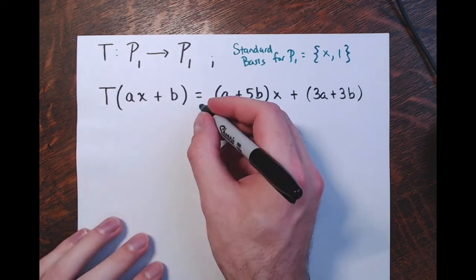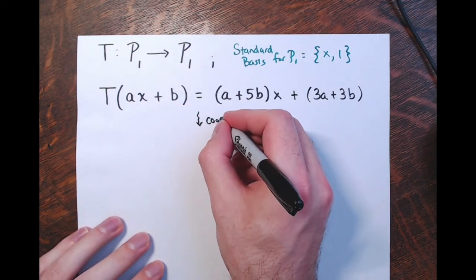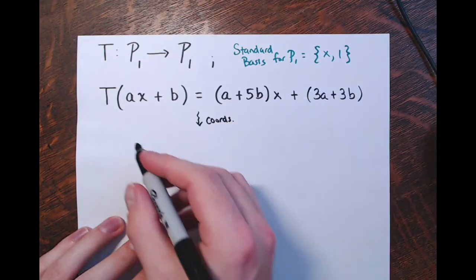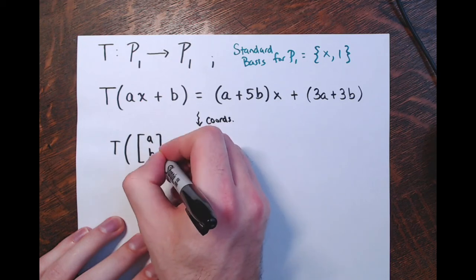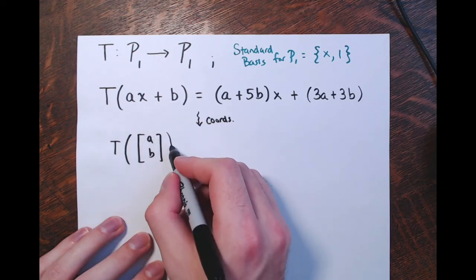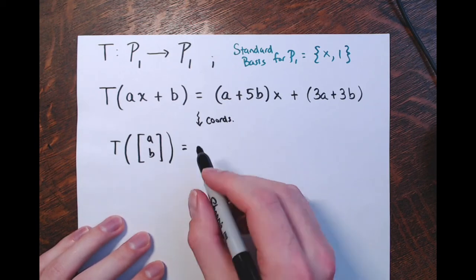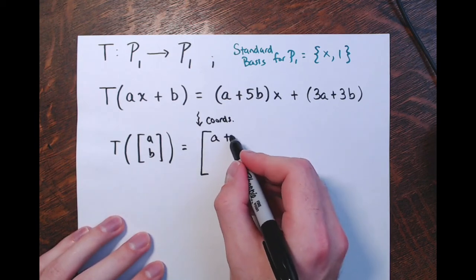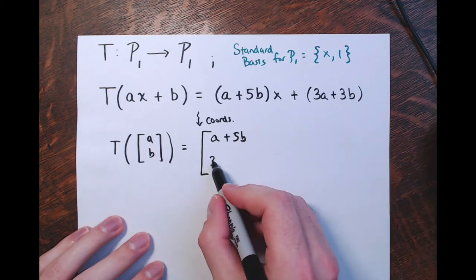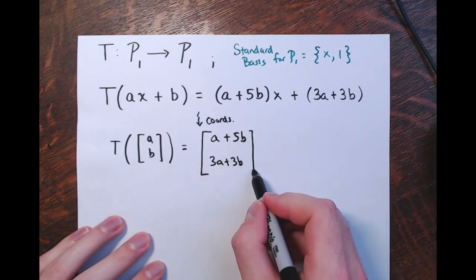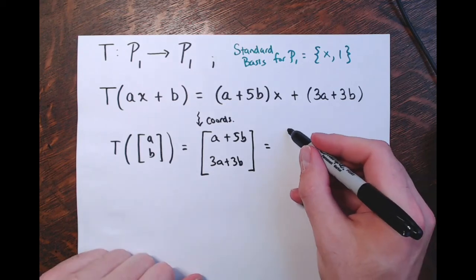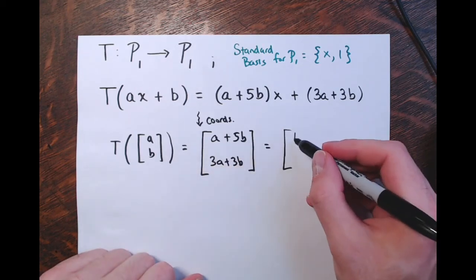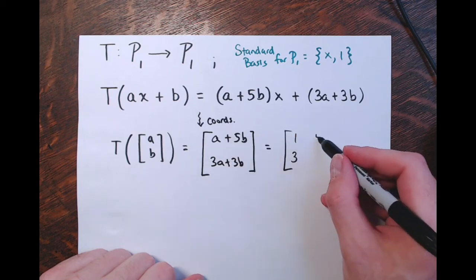Alright, so if I change everything to coordinates relative to this standard basis, this would be T of the vector (a, b). It's a times x plus b times 1 would be equal to a plus 5b times x, and then 3a plus 3b is the constant term, times 1. And I can very easily find the standard matrix looking at it like this. This will be a 2 by 2 matrix where down the first column are the coefficients of a, down the second column the coefficients of b.